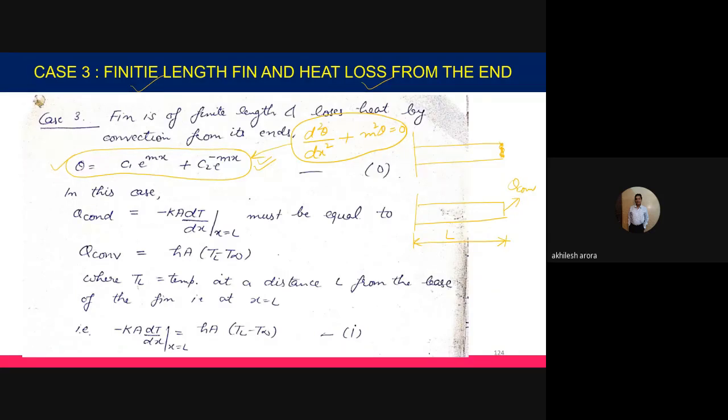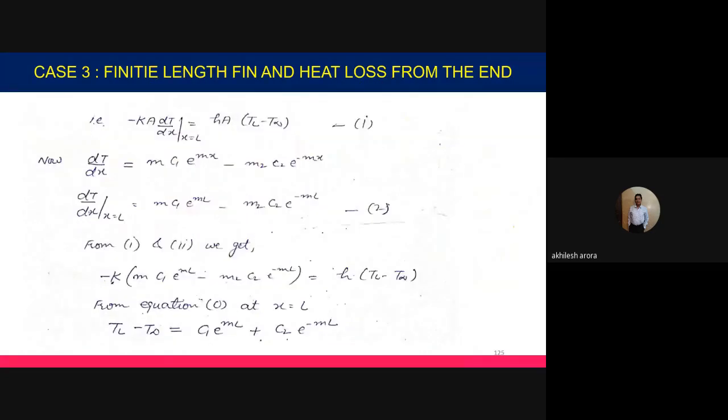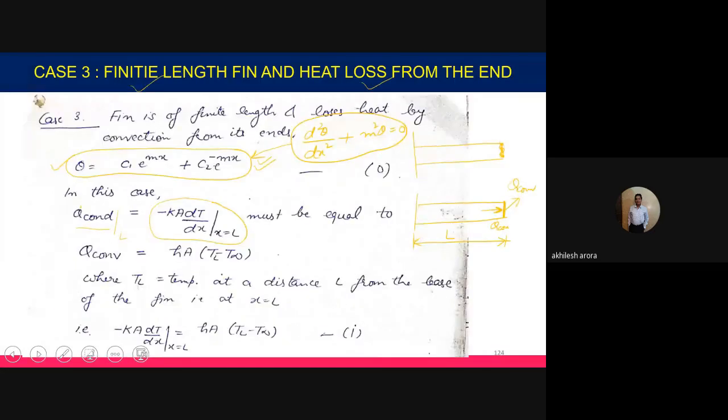Now in this particular case we can say q conduction at a length L should be equal to minus kA dT by dx at x is equal to L, and this means we are considering this particular section. So the heat which is flowing because of the conduction is represented as q conduction at length L. This value is minus kA dT by dx at x is equal to L, and this must be equal to the heat loss from the end.